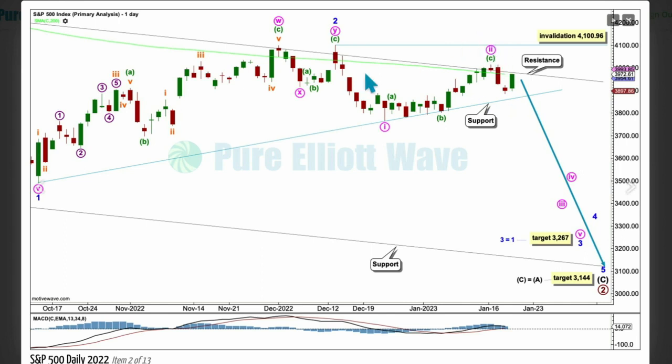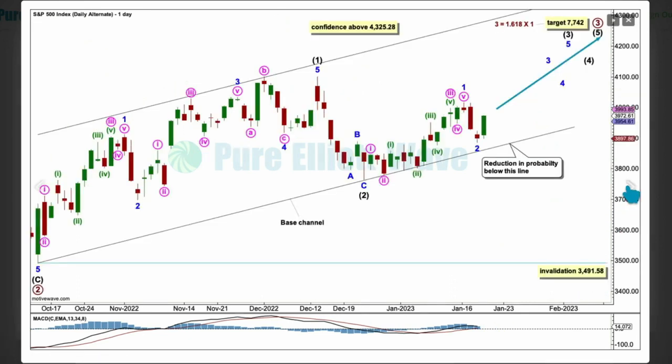For the short term, minute 2, if it continues higher, may not move beyond the start of 1 above 4100.96. The target for minor 3 is for it to reach only equality in length with minor 1 at 3267, but if that target's wrong, it may not be low enough. Likewise, if this target is wrong, it may not be low enough now. At the daily chart level, this is the idea I outlined for you on the weekly chart.